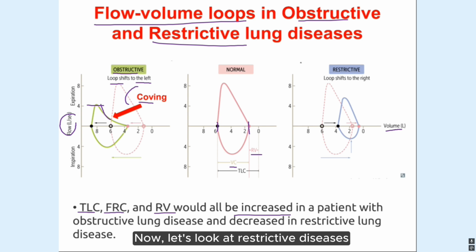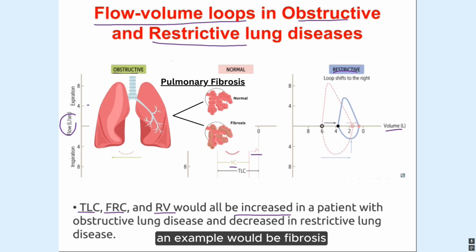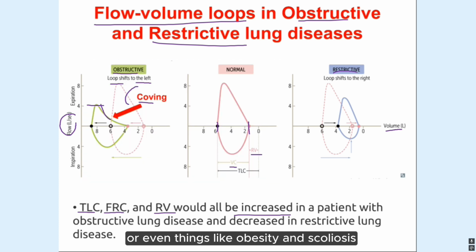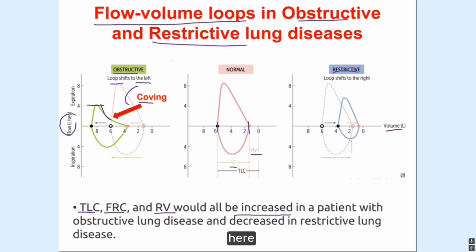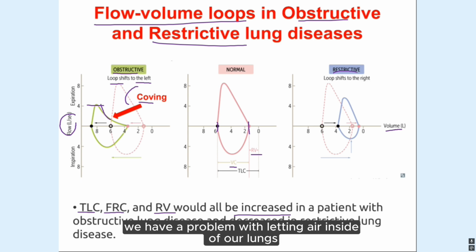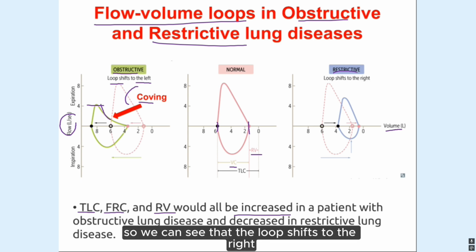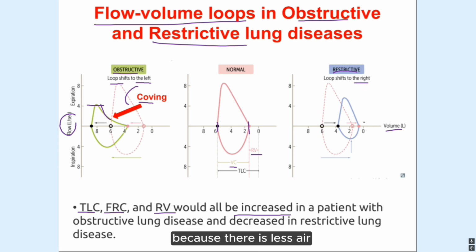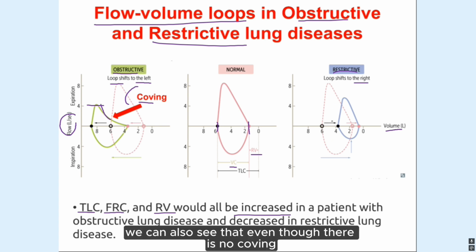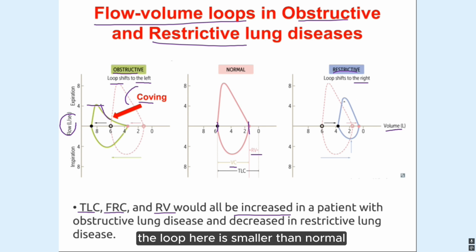Now let's look at restrictive diseases. An example would be fibrosis, or even things like obesity and scoliosis. Here we have a problem with letting air inside of our lungs. So we can see that the loop shifts to the right because there is less air that's coming inside of our lungs. We can also see that even though there is no coving, the shape is smaller. The loop here is smaller than normal.